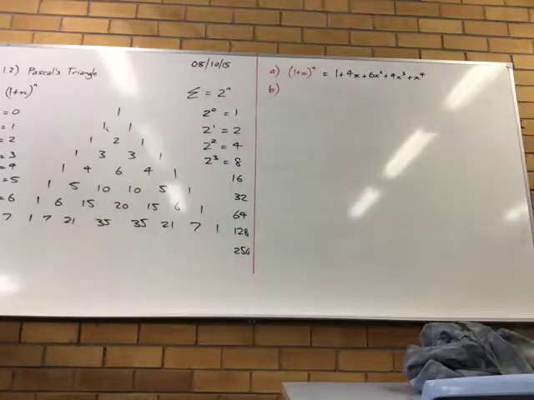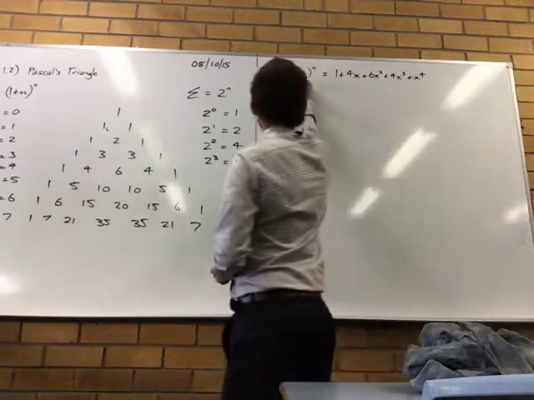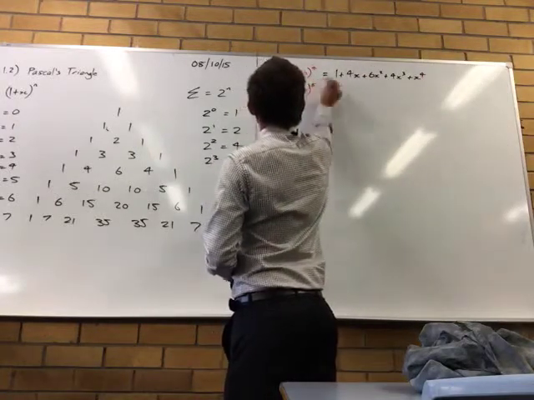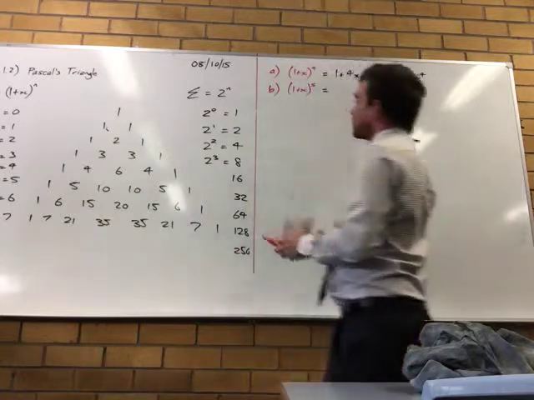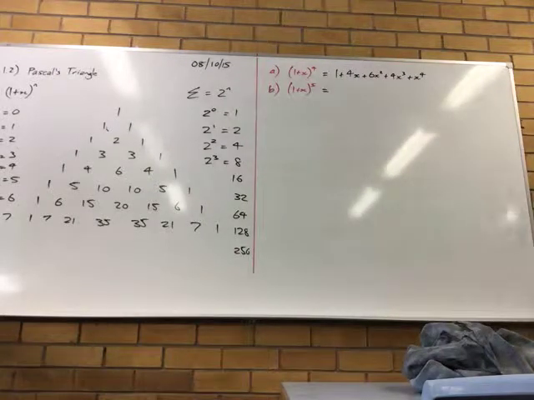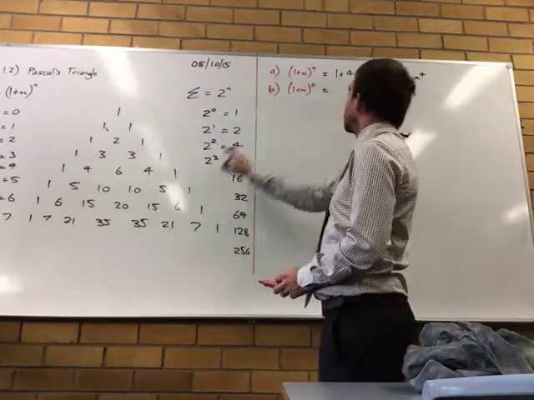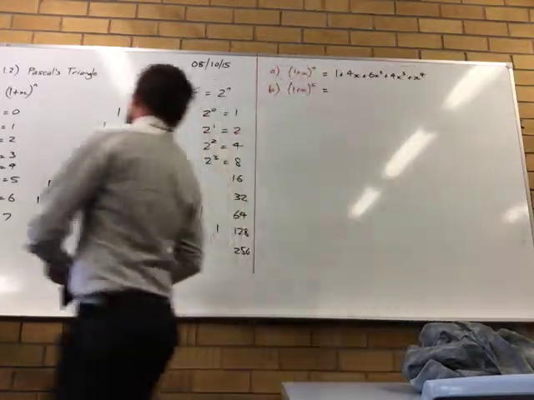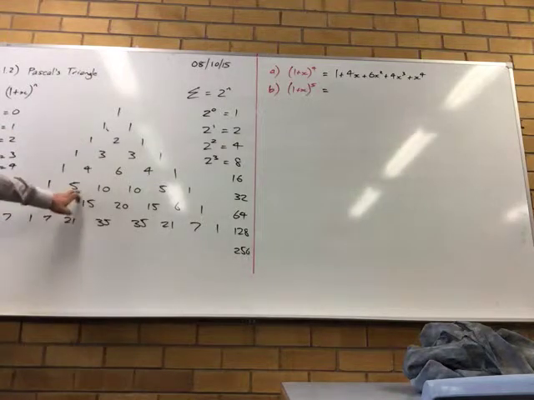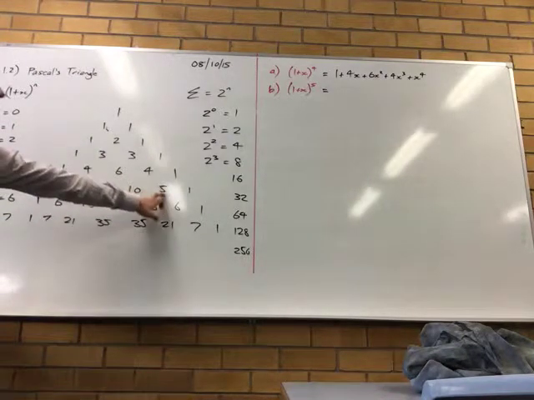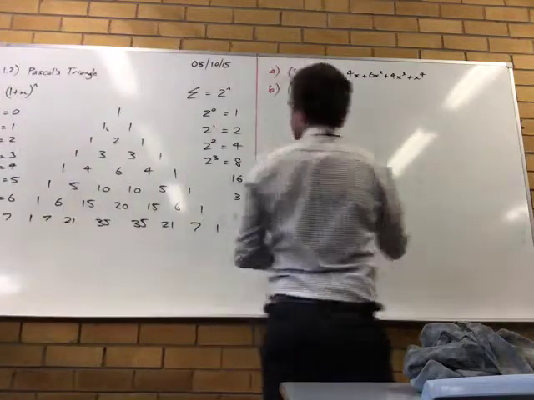B. (1 + x)^5. So you don't need the fifth row, okay? You need the row where n equals 5, because the row starts at 0. So you need the sixth row of coefficients. Okay, so you grab n equals 5, this row here, so we need 1 + 5x + 10x^2 + 10x^3 + 5x^4 + x^5.